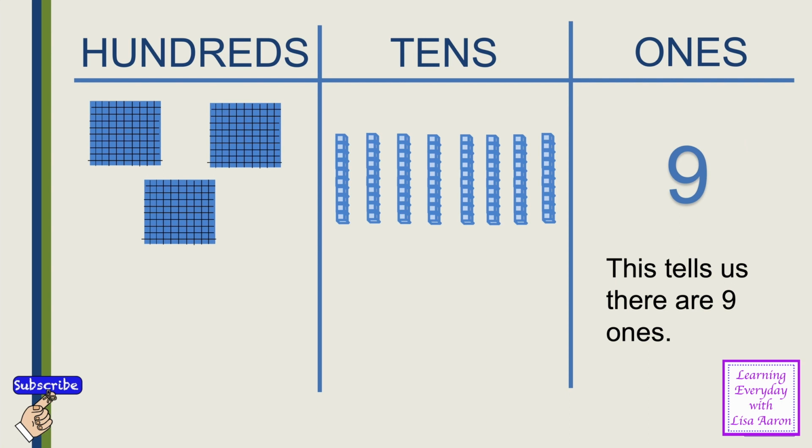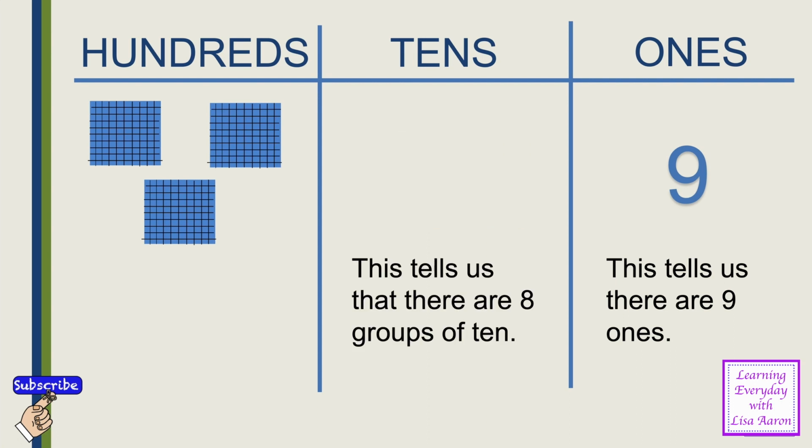How many groups of 10 do you see? 10, 20, 30, 40, 50, 60, 70, 80. See how I counted by 10? This tells us that there are 8 groups of 10.